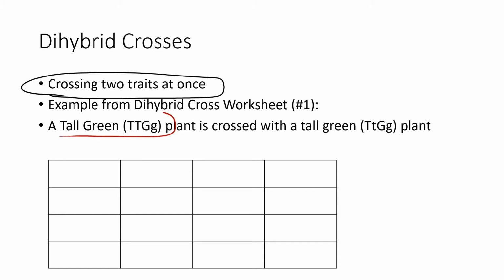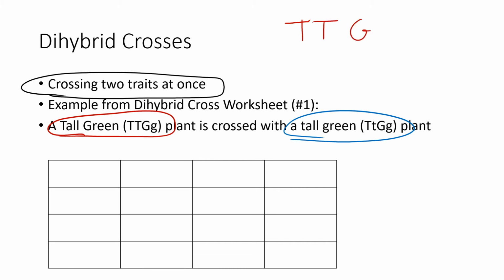So we'll say we have the tall green plant here, that's the mom plant, and the dad plant is here in blue. So let's start with the mom plant. We can see her genotype. She is homozygous dominant for being tall and heterozygous for being green. Because these traits sort independently, she could show any of four different genotypes.